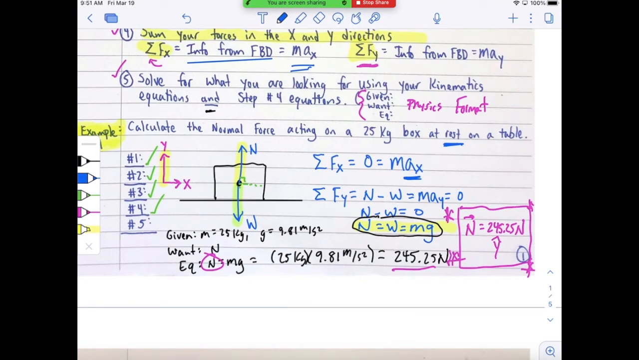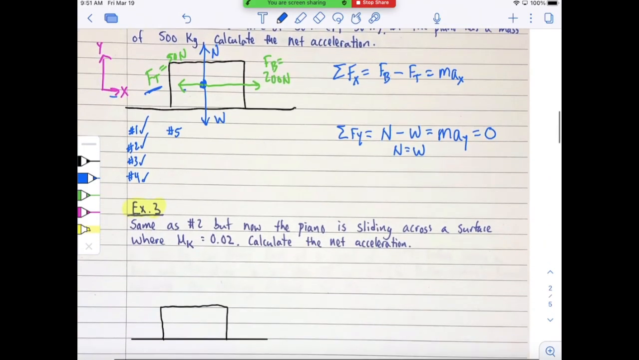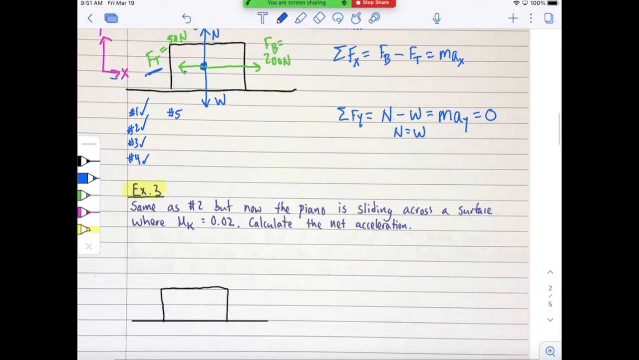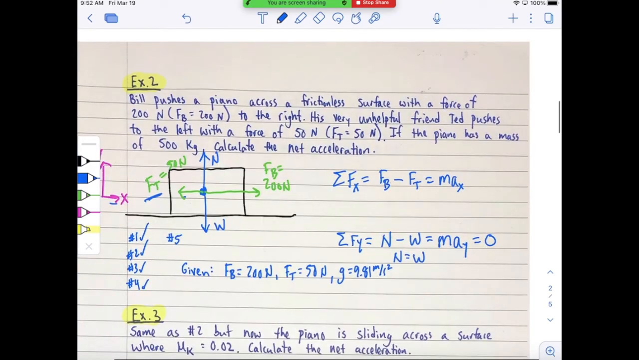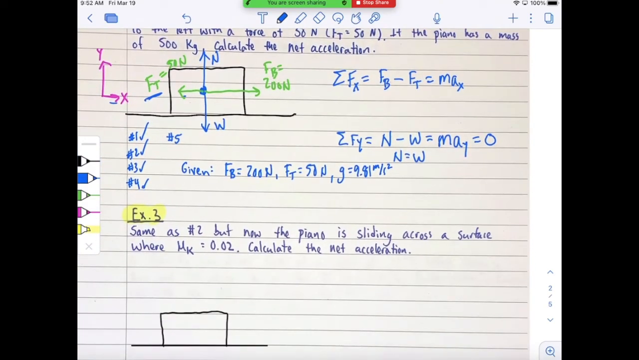kinematics equations and step 4 equations. So I'm just going to go back here and I'm going to say, given in this problem, I think they give us the force of Bill here is, double check, 200 newtons. Force of Ted is 50 newtons. And then we always have our buddy gravity, just in case we need it. And I think they gave us the mass of the block too. Yep, 500 kilograms. Whoa, that's heavy. That's like over 1,000 pounds. So we'll say mass is 500 kilograms.